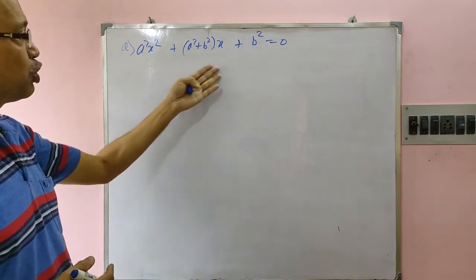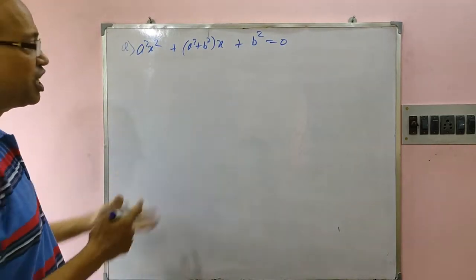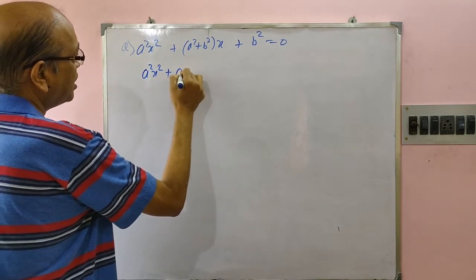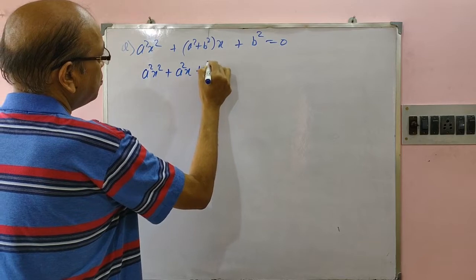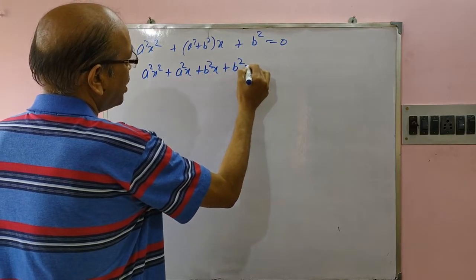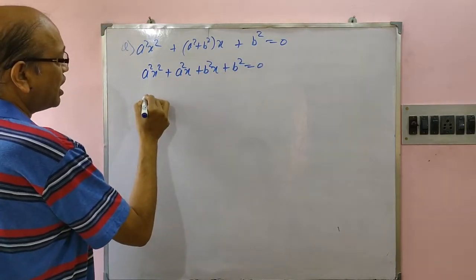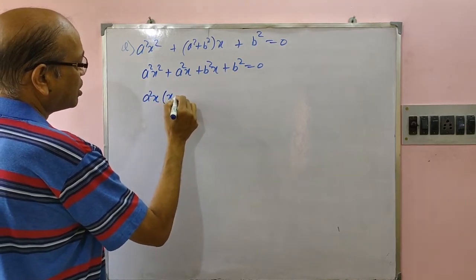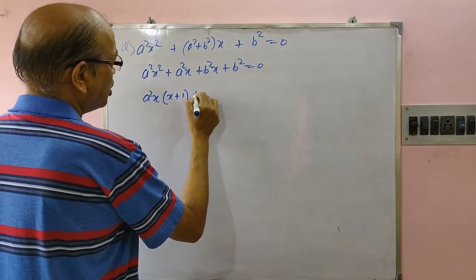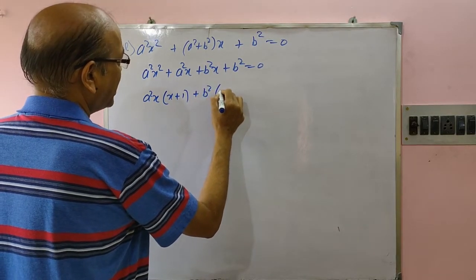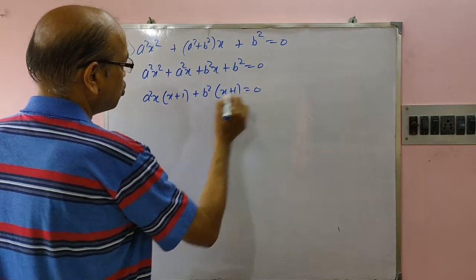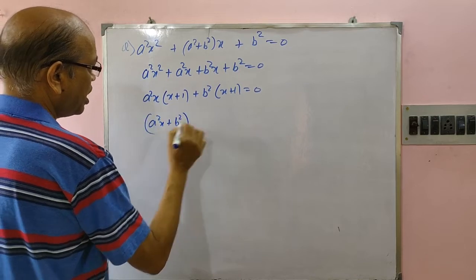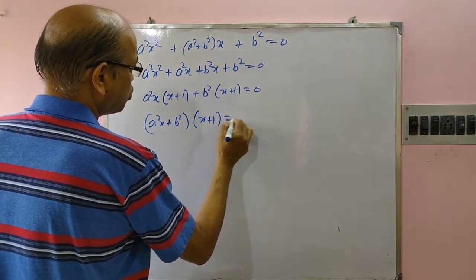Next question, it was similar to what we have done in the earlier question. Open up the bracket here: a square x square plus a square x plus b square x plus b square equals 0. Take out a square x as common, I get x plus 1. From here you take out b square common, I get x plus 1 equals to 0. So what I get? (a square x plus b square) and (x plus 1) equals to 0.